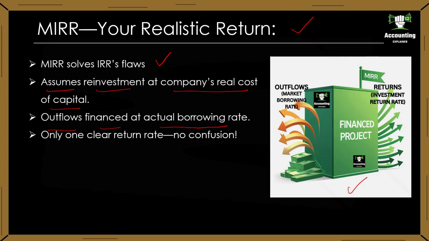Now look at this picture. Assume this box is your project and it will be financed by the outflows. Outflows is nothing but your initial investment. We assume the initial investment is brought in from borrowing outside, and that rate will be the market borrowing rate. Whatever is the market borrowing rate for lending money, that will be used. So this we are going to pay outside. That is why the arrow is pointing outside.